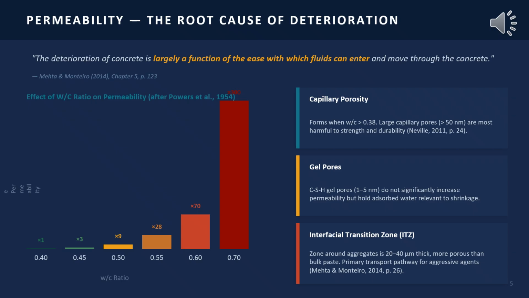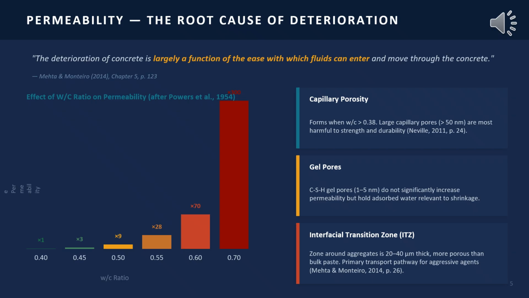Gel pores are much smaller, around 1 to 5 nanometers, and are intrinsic to calcium silicate hydrate gel microstructure. They don't contribute significantly to permeability but do affect shrinkage behavior.